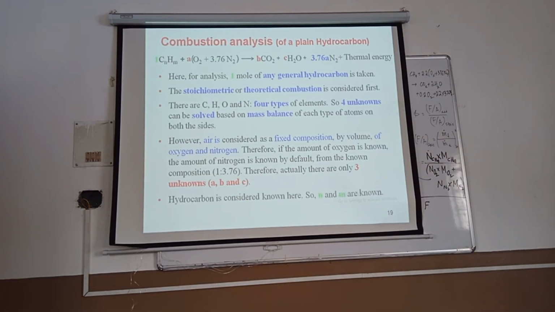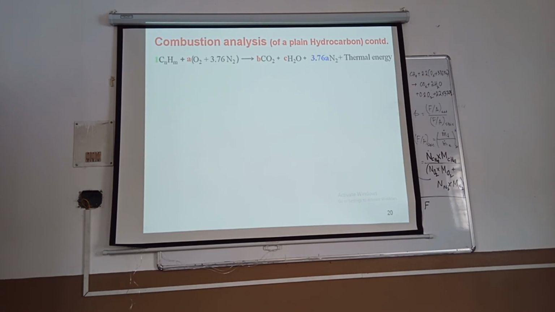So hydrocarbon is considered known here. We are considering now the hydrocarbon known, that is n and m are known. That means we will consider some value of n and m. For example, if we take say methane, then n is equal to 1 and m is equal to 4. So if I take a general hydrocarbon, this is CnHm. But if it is some known hydrocarbon, accordingly n and m values are known. Therefore, we can go for solving the thing. Clear?